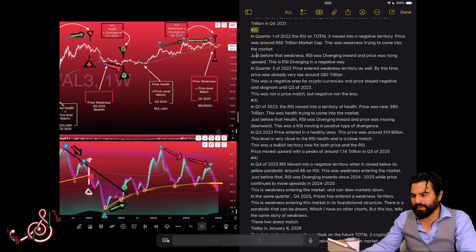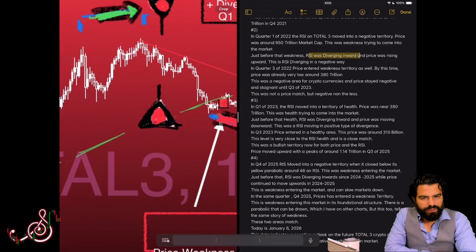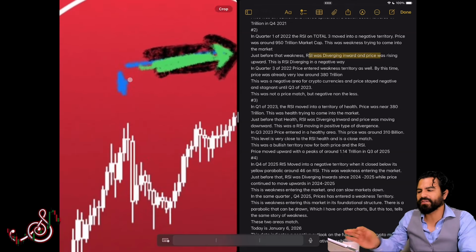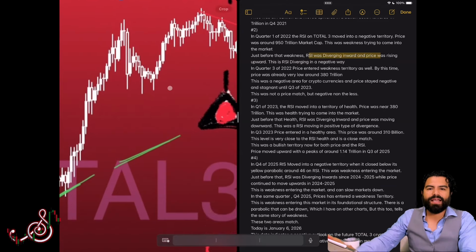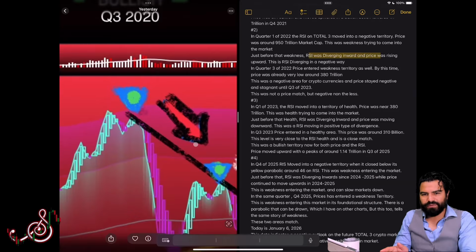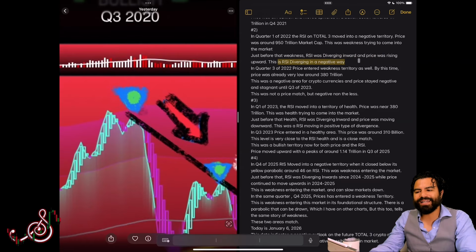Now, just before that happened, RSI was diverging inward, and price was rising upward. All right, so price was going higher. You can see price going higher. I drew this little arrow for you, but at the same time, RSI is going downward. You guys still with me? Downward. Now, this is RSI diverging in a negative way.